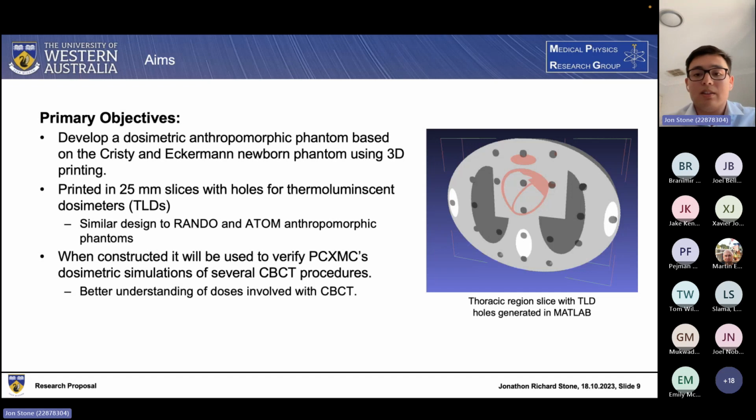This image on the right is a thoracic region slice that I generated in MATLAB with TLD holes included. You can see the lungs, the heart, the spine, and the arm bones in that region. The phantom will be printed in these kinds of slices, all along from head to toe.